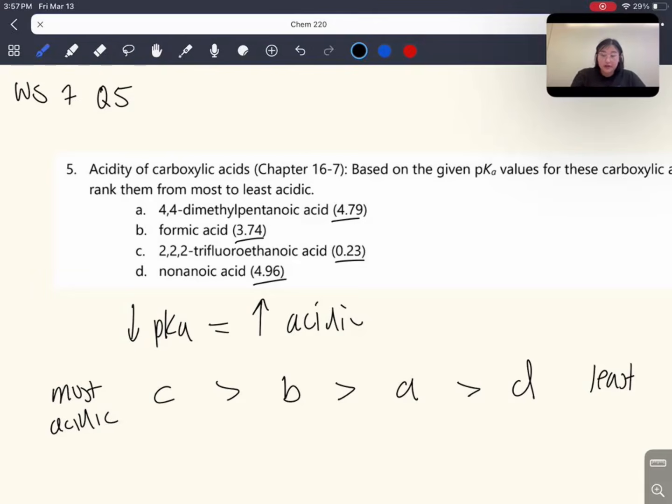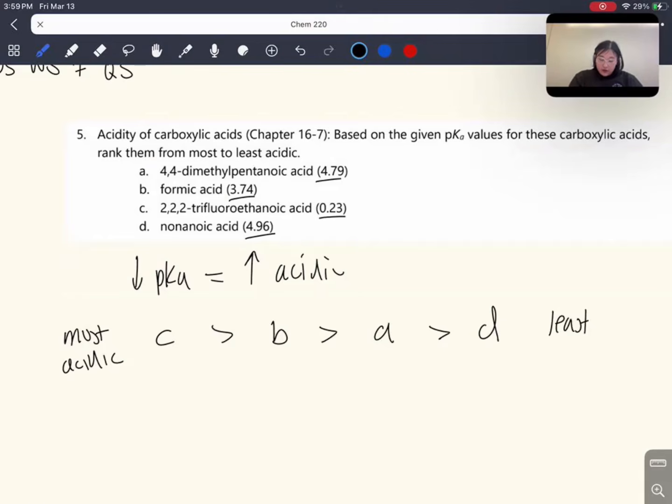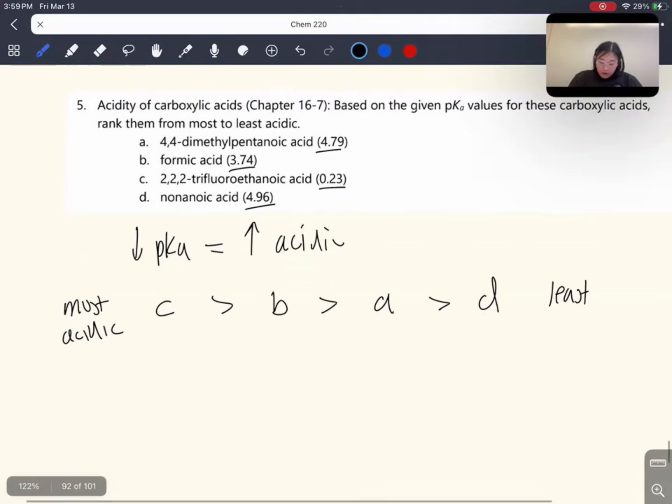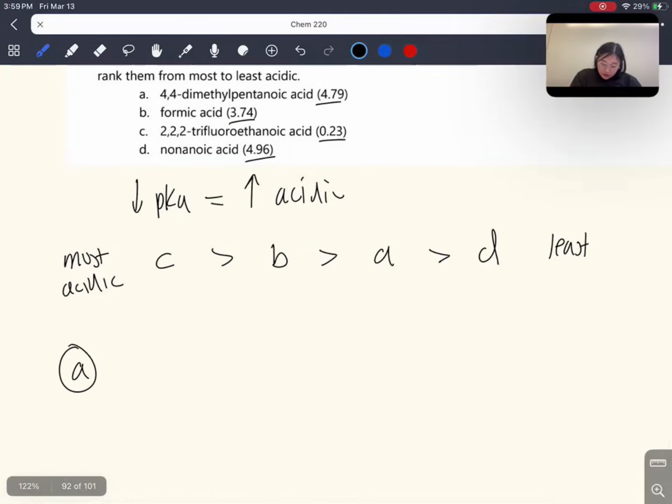Okay, so the first thing to do is I would draw out the molecules. So 4,4-dimethyl pentanoic acid. Pent means 5, so I have 1, 2, 3, 4, 5 carbons. And that means on carbon 1, I would have a carboxylic acid, and on carbon number 4, so 1, 2, 3, 4, I would have 2 methyl groups.